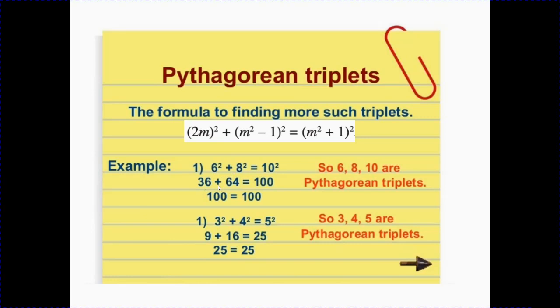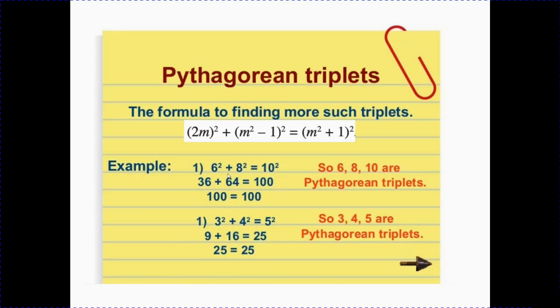Now we're going to find the perfect square of each one. 6 times 6 is 36. 8 times 8 is 64. 10 times 10 is 100. Now if you add these two, what do we get as a result? 100. So 100 is equal to 100. So now we can conclude that 6, 8 and 10 are Pythagorean triplets.